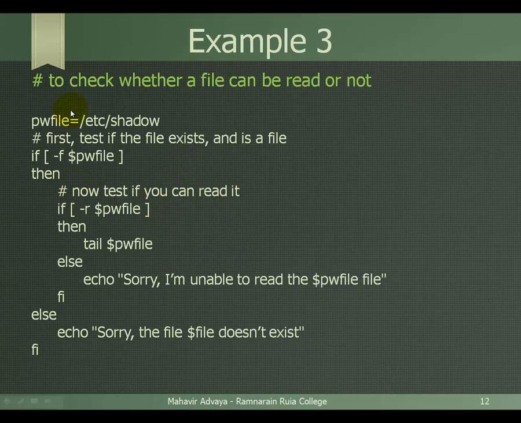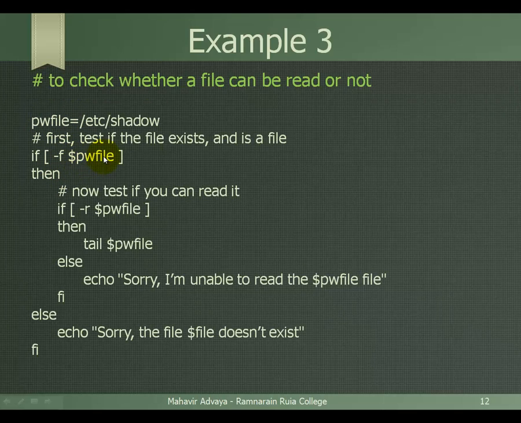Example 3. Now we are storing the shadow file name in pw file. Now shadow file consists of all the details of our password. The shadow file has the password in an encrypted format. So it will check whether the file exists. Now here pw file is acting as the variable and the shadow file is being stored as the value for this variable. So we'll check whether the file exists or not.